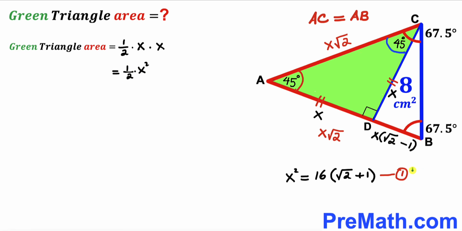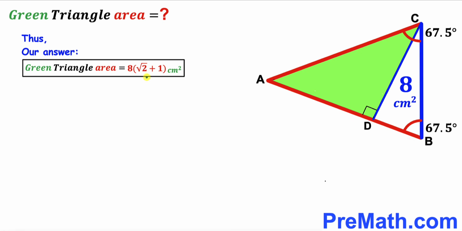And now let's focus on equation number 1. We know the x squared value is 16 times square root of 2 plus 1. We are going to substitute that value over here. So therefore let's substitute. That is going to give us a half times our x squared value, 16 times the square root of 2 plus 1. And if we simplify, that is simply going to give us 8 times the square root of 2 plus 1 centimeters squared.